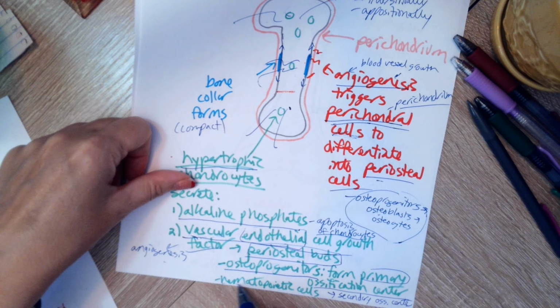Another type of cell that's using the periosteal buds to go deep into the marrow cavity would be your hematopoietic cells. We already know that those are the cells that are stem cells for blood. We know that they exist in the marrow cavity, so that's how they got there. They use those periosteal buds.